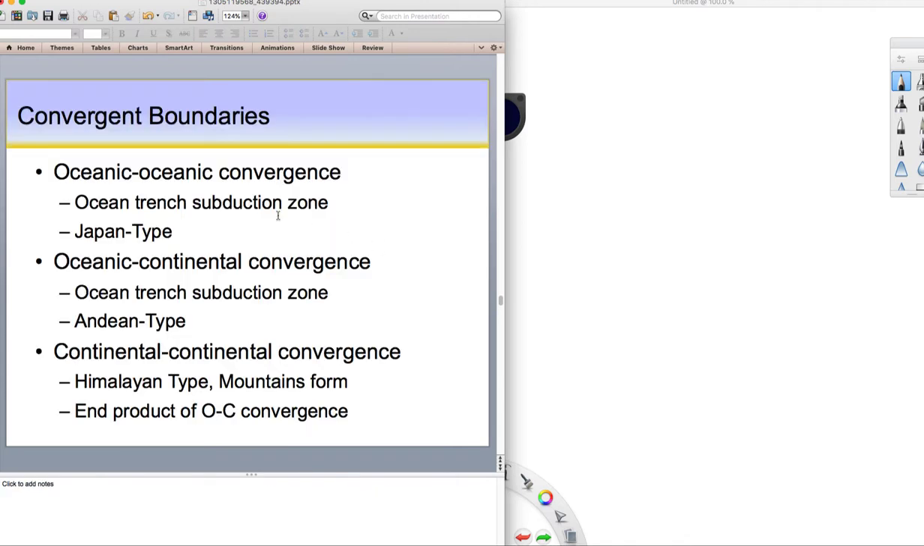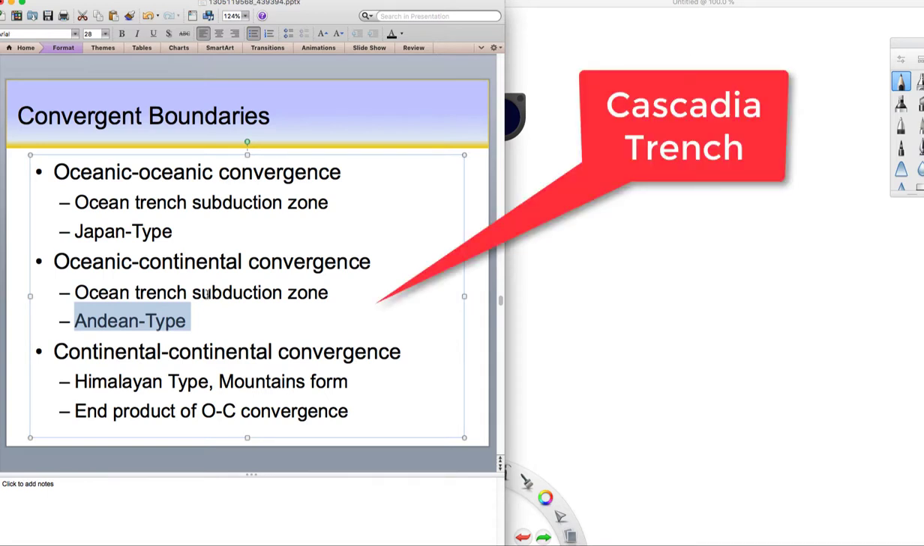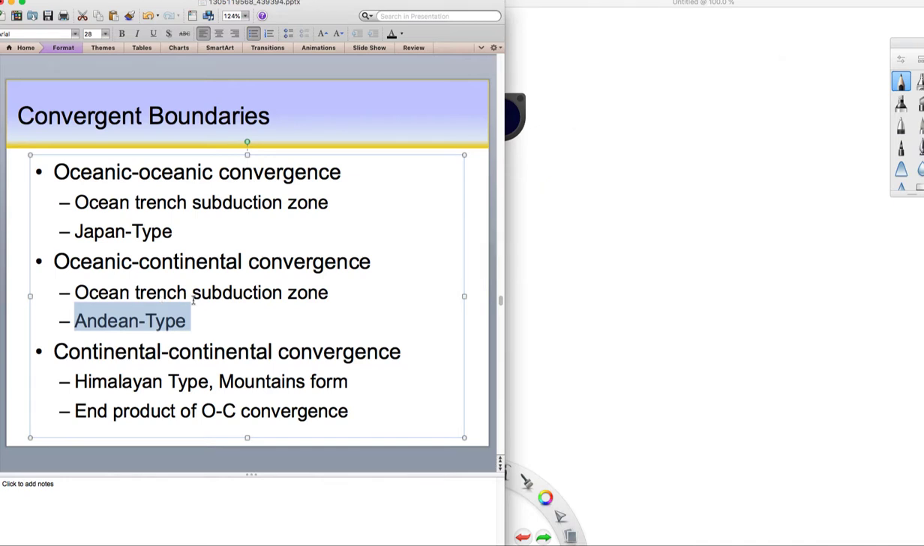For the convergent boundaries, remember I said there's ocean-to-ocean convergence, and that we call the Japan type. The other one is the Andean type, where we see an ocean plate subducting under a continental plate, and we still have a trench. A good example is the Andes, where we see the Peru-Chile trench. Here in Northern California, Oregon, and Washington, we have the Cascadia Trench, and we have the Cascade volcanoes, from Mount Shasta or Lassen Peak all the way up into British Columbia, including Mount St. Helens. Then continent collision, that's the Himalayan type where we develop these mountains, and really, like I said earlier, it's a culmination or the end product of an ocean-to-continent convergent margin.